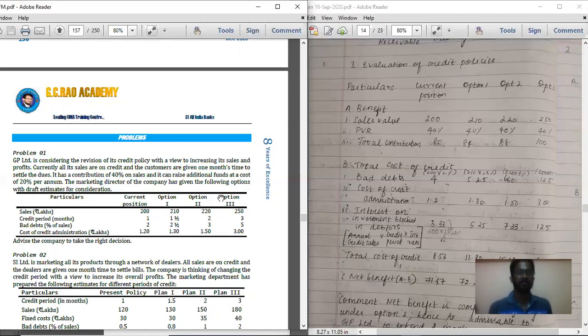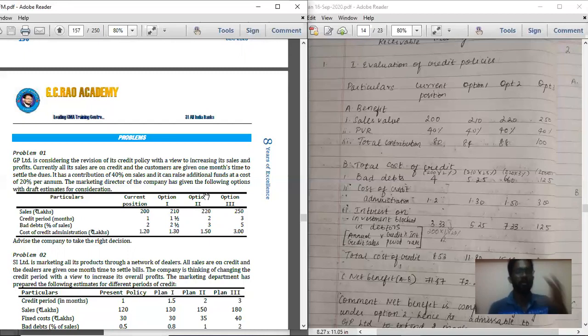The contribution ratio is 40%, which you would have gone through in marginal costing. If the contribution ratio is 40%, then the variable cost ratio is 1 minus 40%. That is, 1 minus contribution ratio is equal to variable cost ratio. Here the contribution ratio is 40%, so the variable cost ratio is 60% on sales. It can raise additional funds at the cost of 20% per annum. That is the investment rate, the cost of capital: you can raise new funds at the rate of 20% per annum.